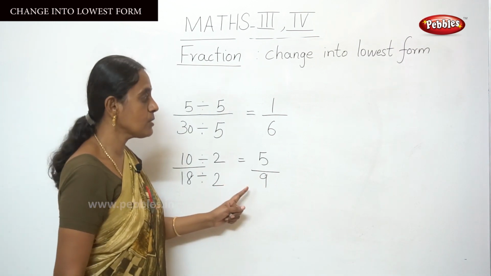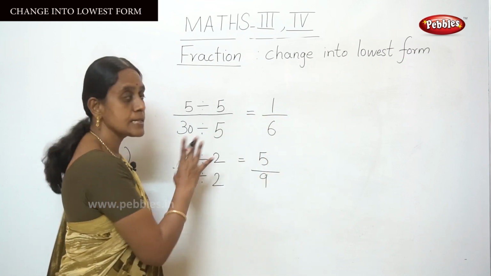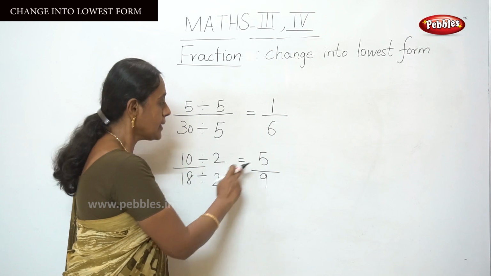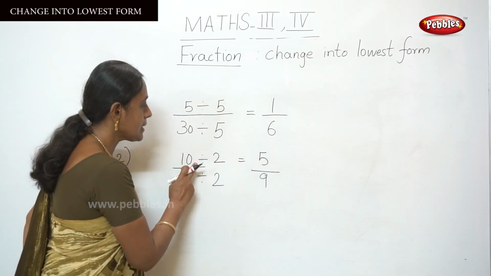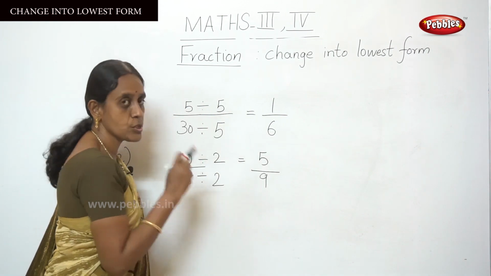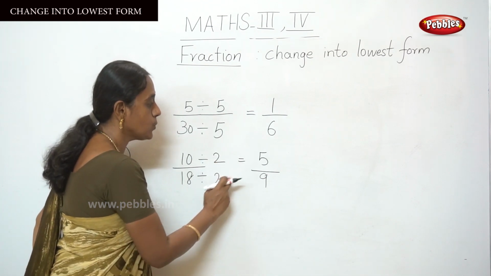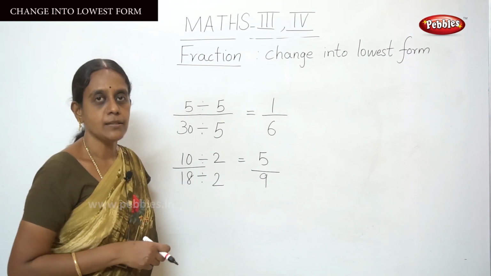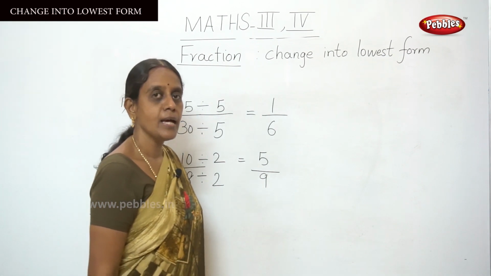This is the answer, the lowest form of this fraction: 10 by 18 equals 5 by 9. So you have to divide this number with the same divisor. Numerator and denominator should be divided by the same number, that is 2 and 2. 5 2s are 10, 9 2s are 18. Okay, do you understand? So this is the answer.